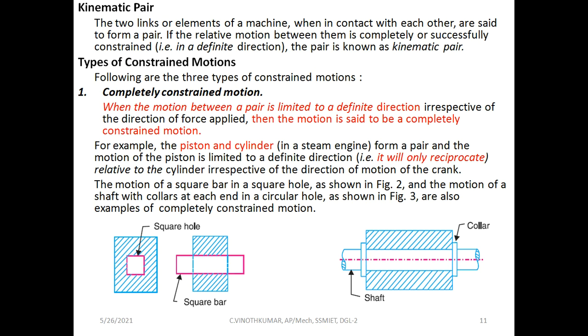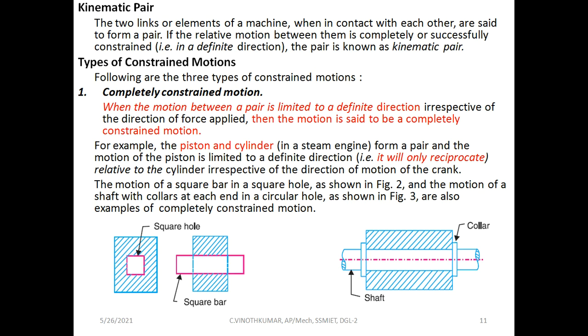Next, kinematic pair. It is an important topic for kinematics of machinery. The two links or elements of a machine, when in contact with each other, are said to form a pair. If the relative motion between them is completely or successfully constrained, that is, in a definite direction, the pair is known as a kinematic pair.